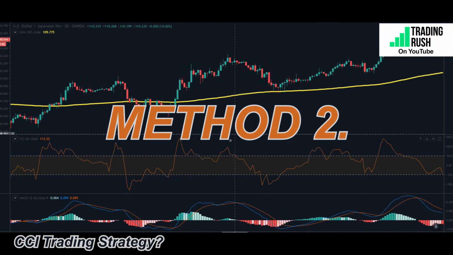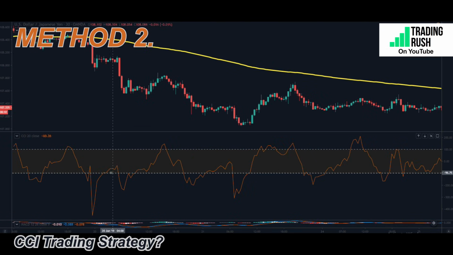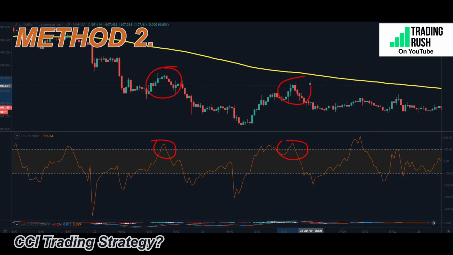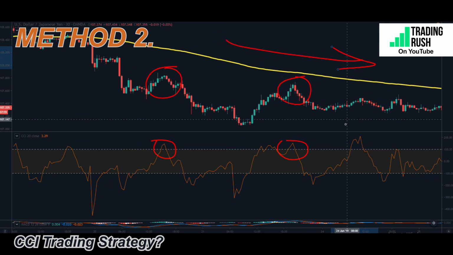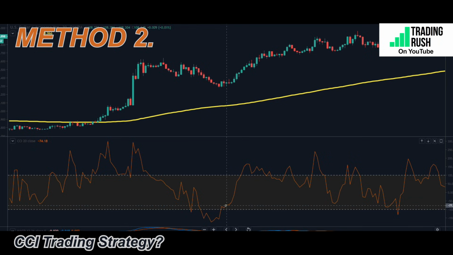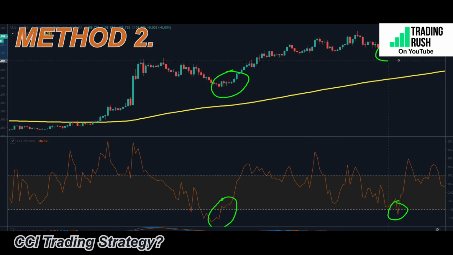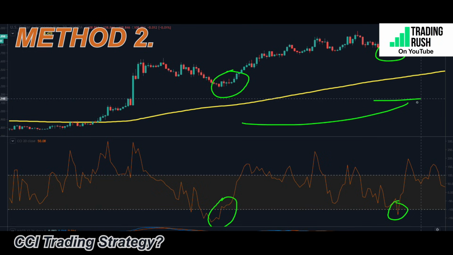Now let's talk about the second method. The CCI trading method that many people use. When the CCI line crosses below the upper band, the market is considered to be overbought and we should look to sell. Similarly, when the CCI line crosses above the lower band, the market is considered to be oversold, and we should look to buy. This method is very similar to the RSI trading strategy.